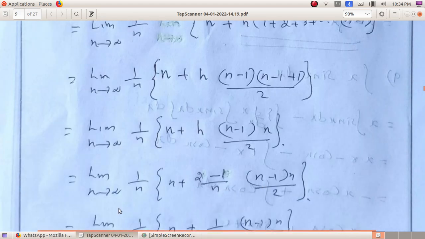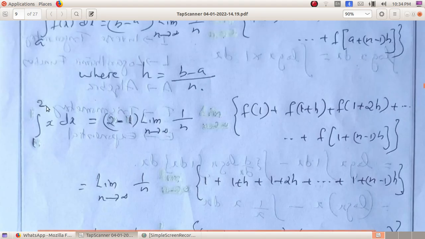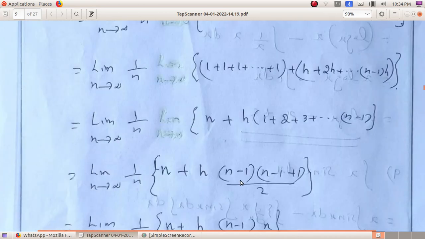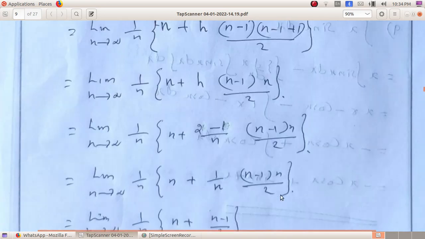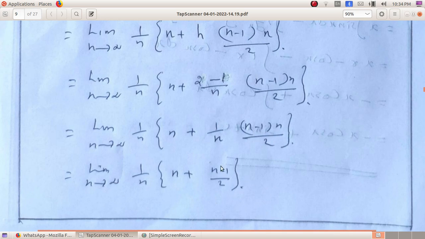Okay, limit n tends to infinity, 1 by n, n plus 2 minus 1 by 2... 1 by n into n plus 2 minus 1, 1 by n into the same step. Then here n plus this n, and this n cancelled, so n minus 1 by 2.